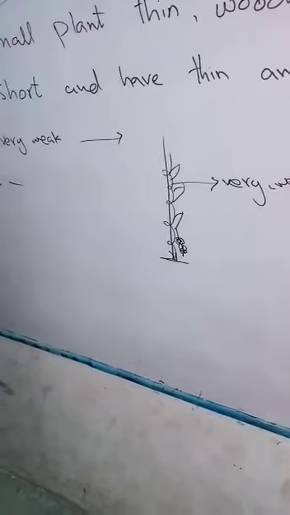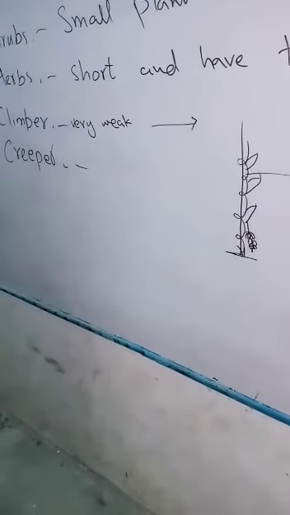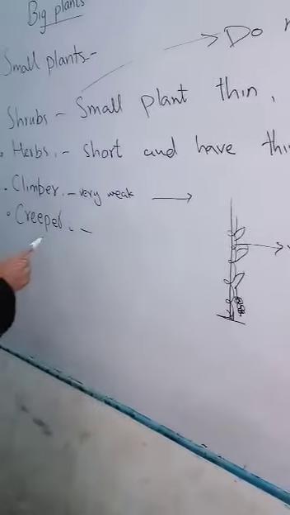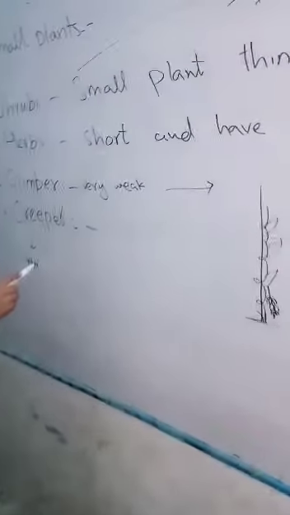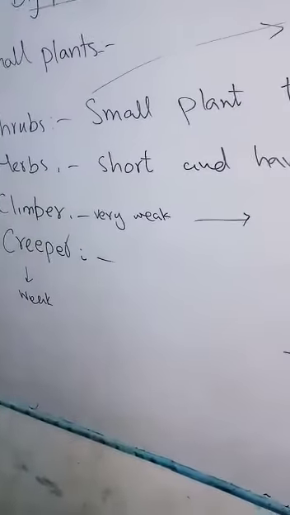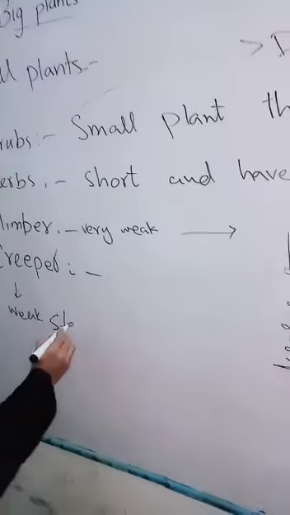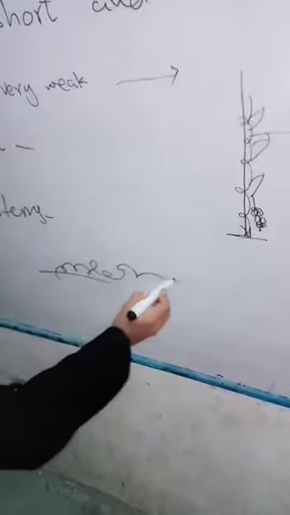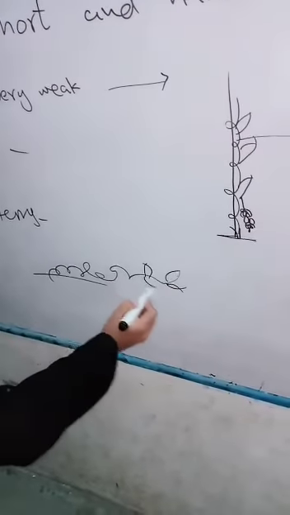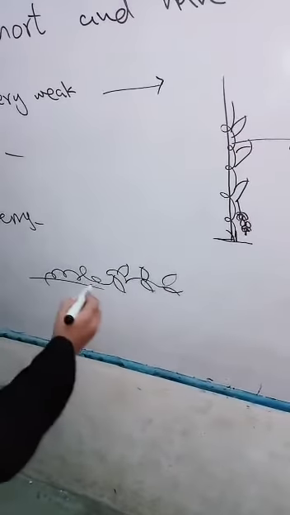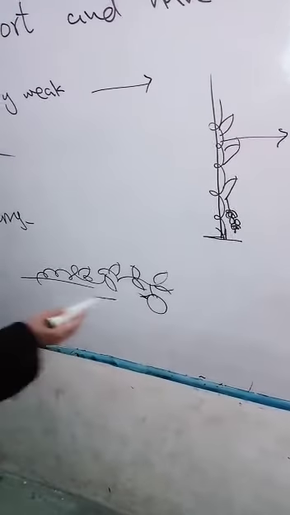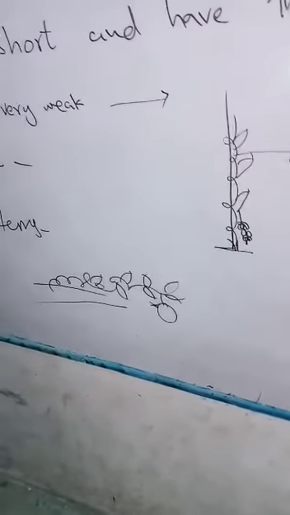Creepers. Some herbs with weak stems run along the ground. They are the small plants.